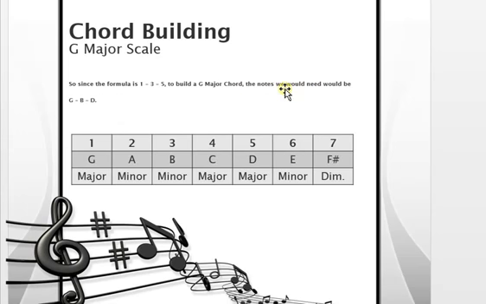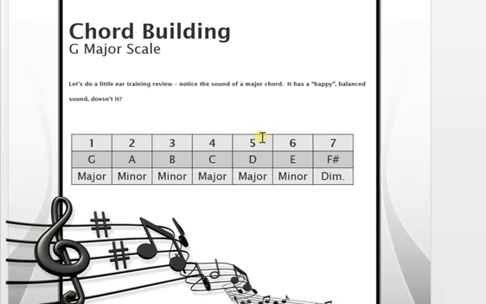All right, let's take a look at that G that we talked about a moment ago. Since the formula is 1, 3, 5, to build a G major chord, the notes we would need would be G, B, and D. And it's going to sound like this. And that's because we've got a G, a B, and a D note. And there you go. And so you get that lovely major chord sound from using the formula 1, 3, 5.